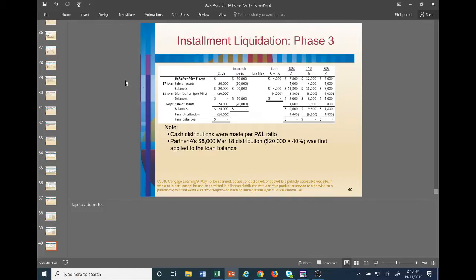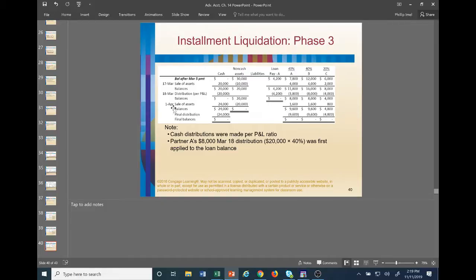Then once again on March 18th, we did a distribution per the P&L of the $20,000 cash. And as follows, important to know here, cash distributions were made in the P&L ratio. Partner A's $8,000 March 18th distribution of $20,000 times 40% was first applied to the loan balance. That's why we can see here the remainder of the original $5,000, the $4,200 right here is first applied to the loan balance, then to the capital balance, the remainder of $3,800. And then so on and so forth for partners B and C, $8,000 and $4,000 respectively.